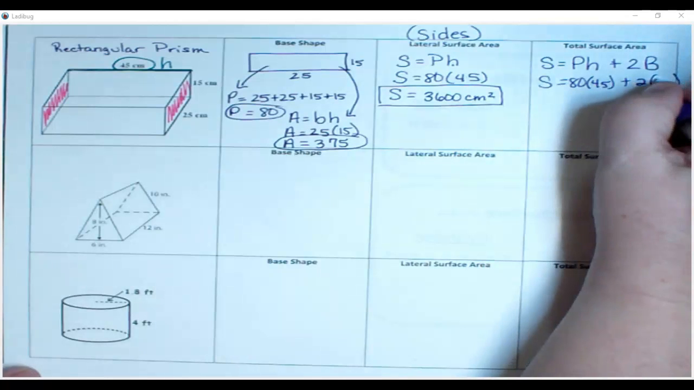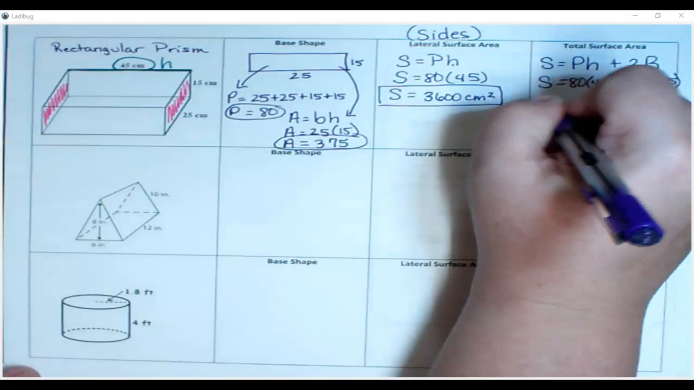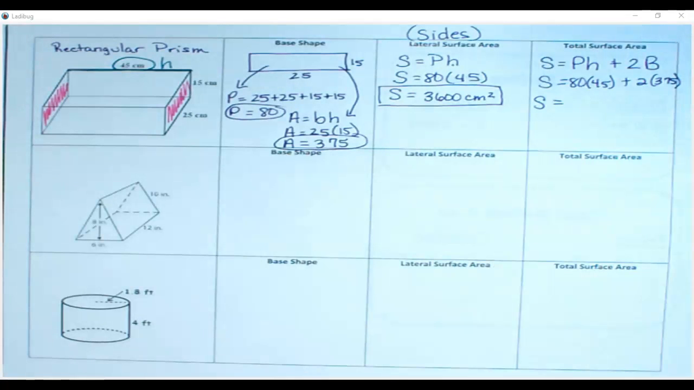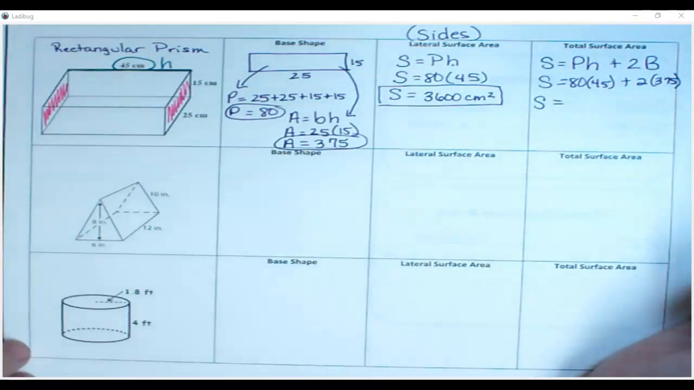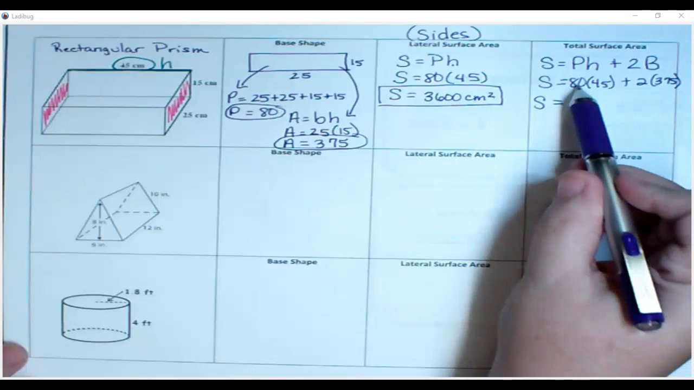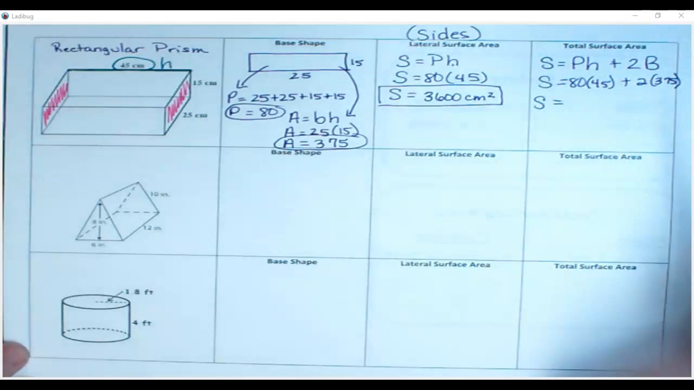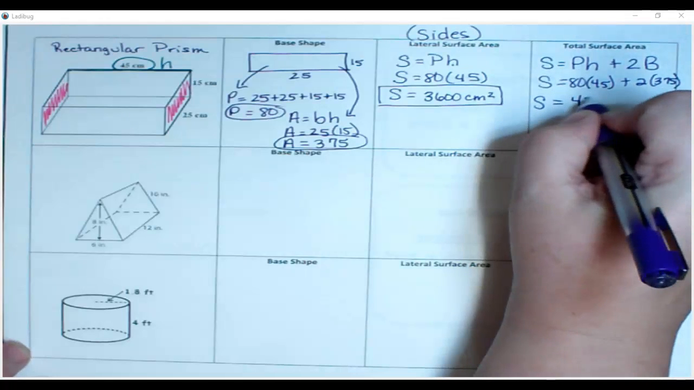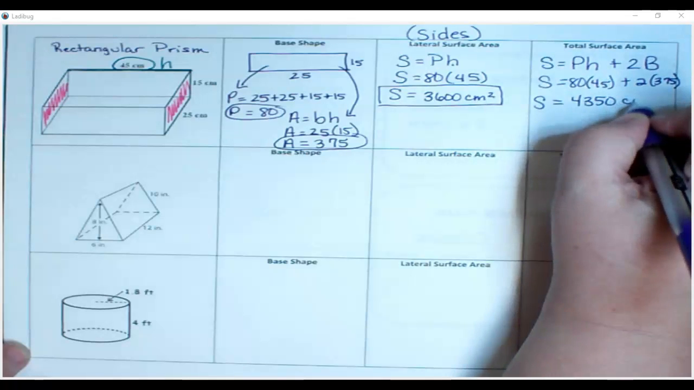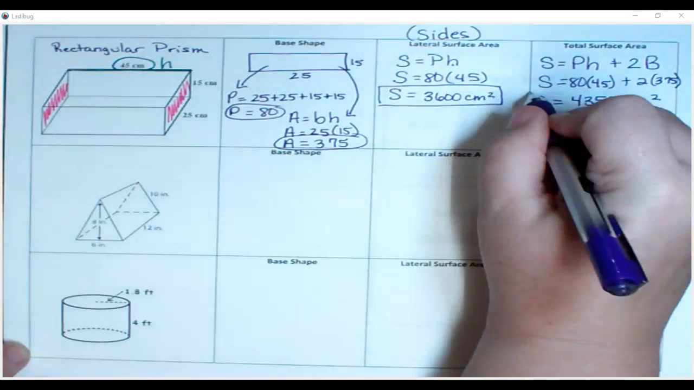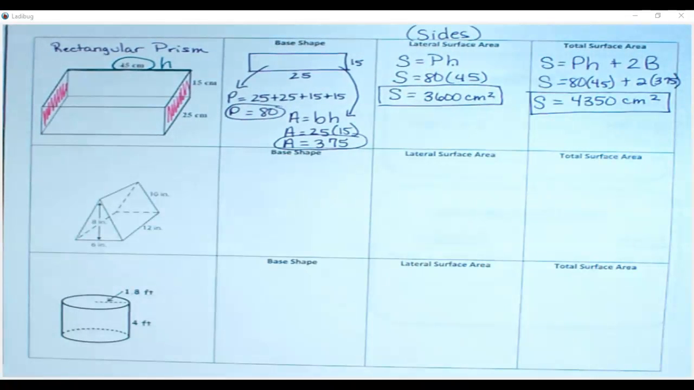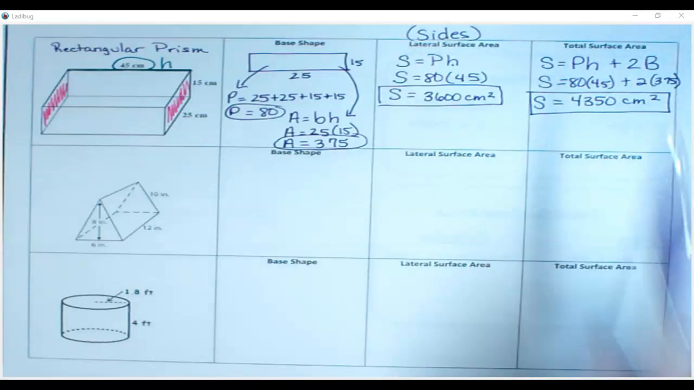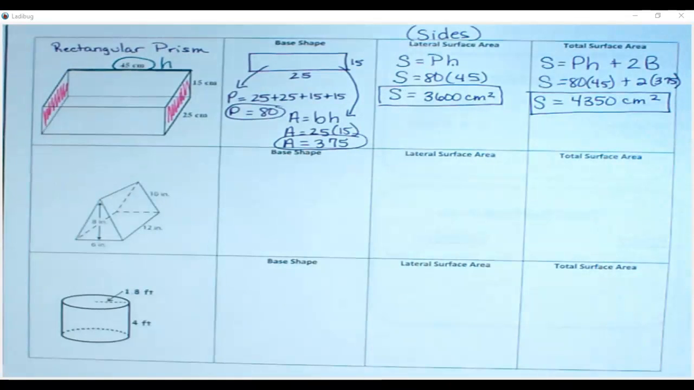So now we can plug in 375. Multiply and add those together with your calculator. You can enter all of this in one string: 80 times 45 plus 2 times 375. So 4,350 centimeters squared. So now we found lateral surface area and total surface area for this rectangular prism.